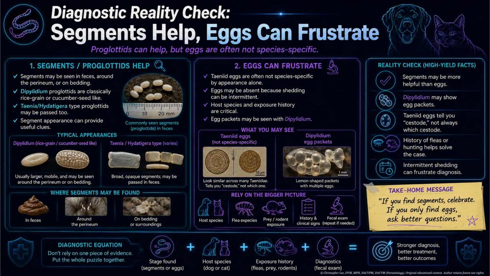Fresh Dipylidium segments may resemble cucumber or pumpkin seeds, while dried segments resemble rice grains. Taenia-type and Hydatigera-type proglottids may be broader, opaque, and pass singly or in short chains. Eggs are less cooperative. Taeniid eggs look similar across related genera and species, so they identify a Taenia-type cestode rather than a dependable species. Dipylidium egg packets may be useful when present, but they are not distributed evenly through every fecal sample. Routine fecal flotation can miss cestodes because proglottids and eggs are shed unevenly.